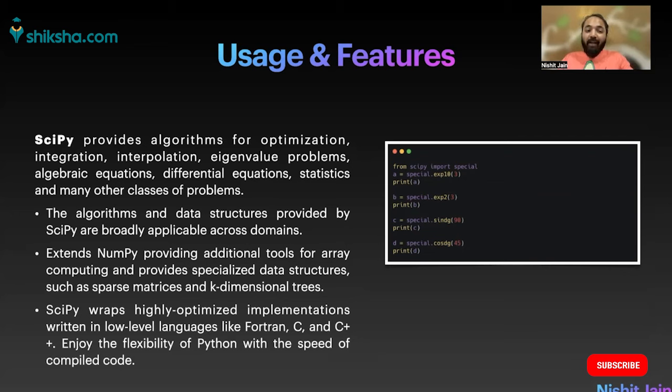It also extends NumPy, providing additional tools for array computing and specialized data structures such as matrices and k-dimensional trees. So this is a more advanced version of NumPy in some sense. But still, it also provides extensive scientific computing. And that is why we have a different library, and it's named, of course, SciPy.